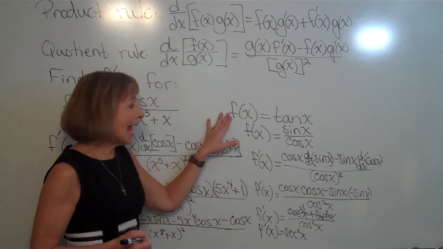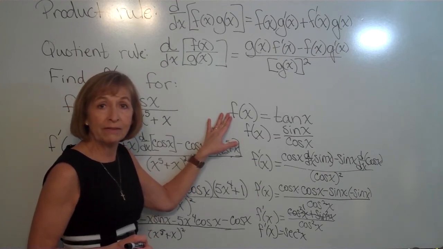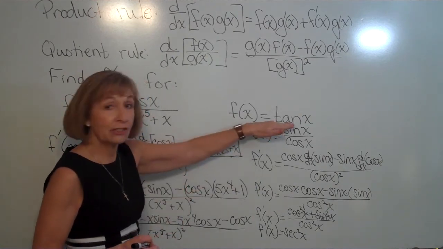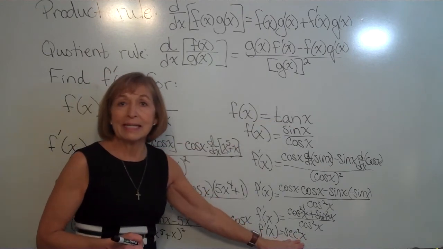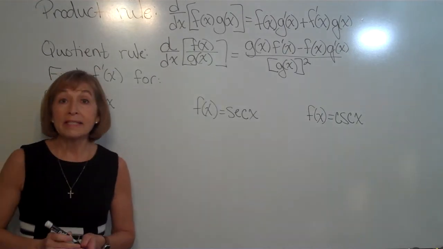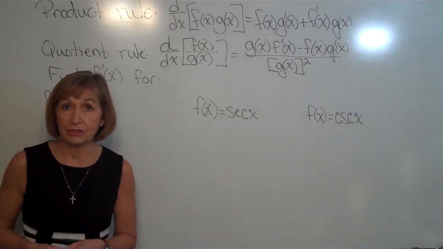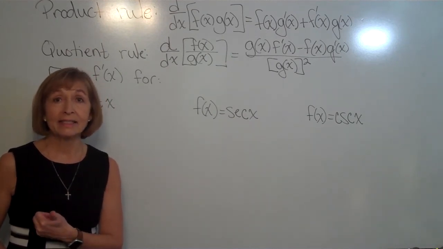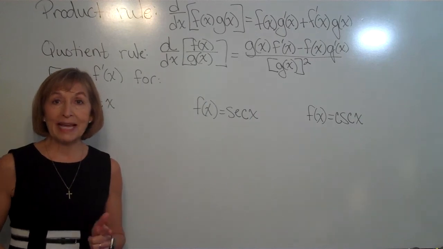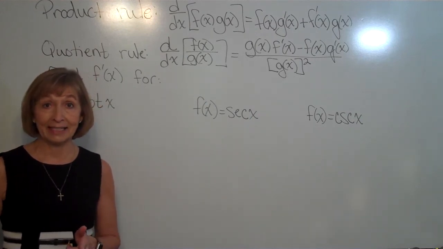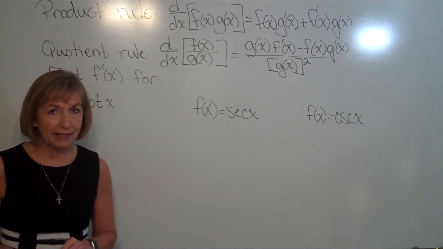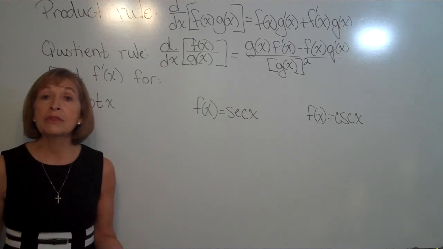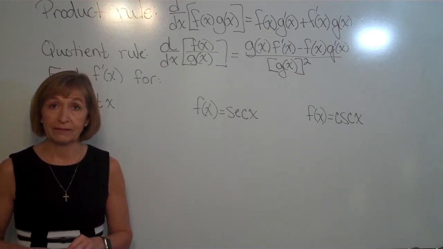So we can now add to our list of derivatives for our trig functions that the derivative with respect to x of tangent x is equal to secant squared x. Since we have 3 of the 6 trig function derivatives already developed, we know the derivative with respect to x of sine x is cosine x, the derivative with respect to x of cosine x is negative sine x, and we just found that the derivative of tangent x is secant squared x. Let's see what the derivative of the remaining 3 trig functions gives us.